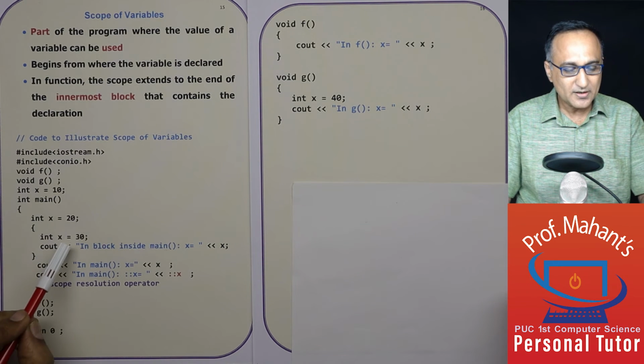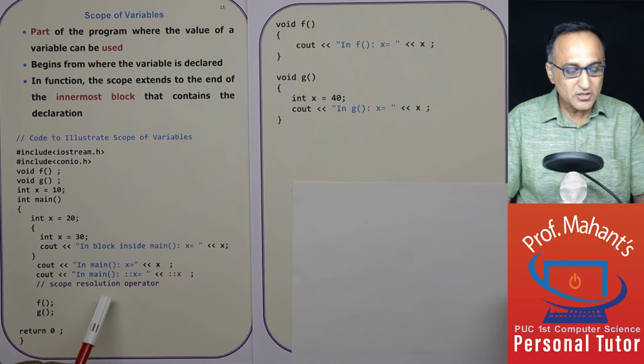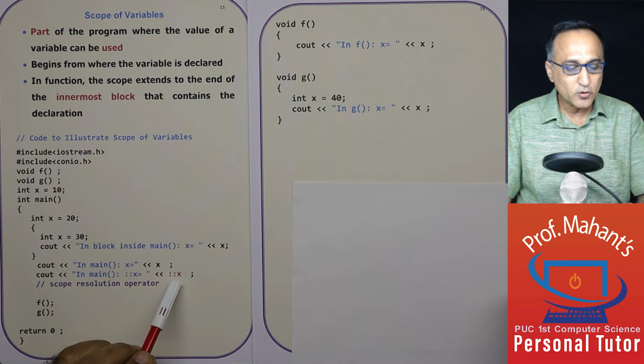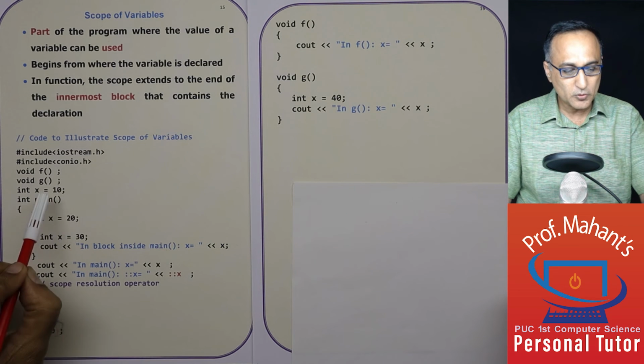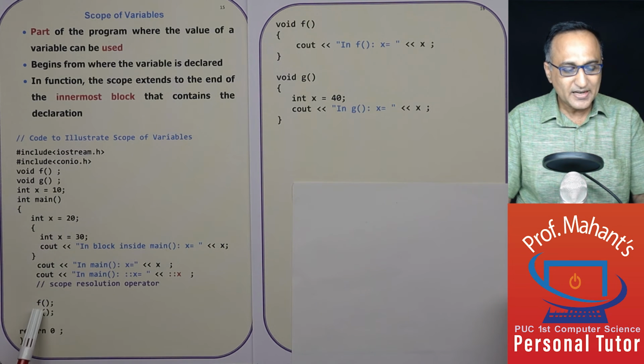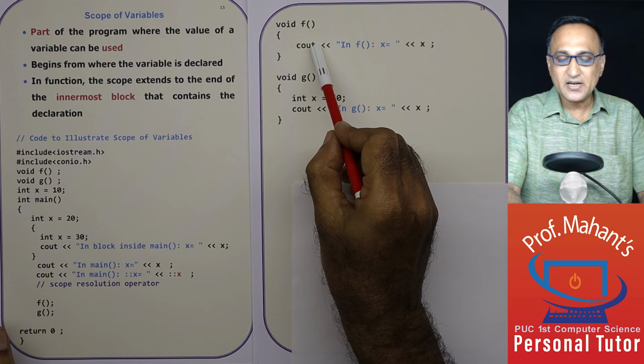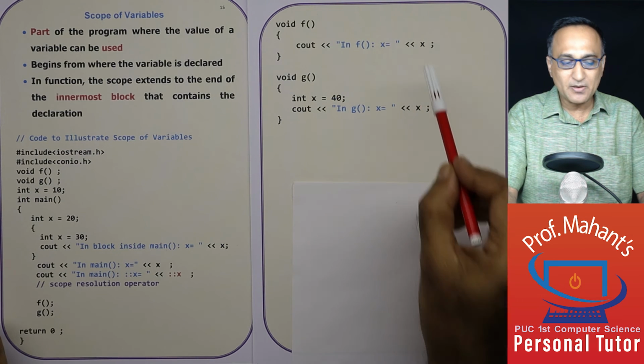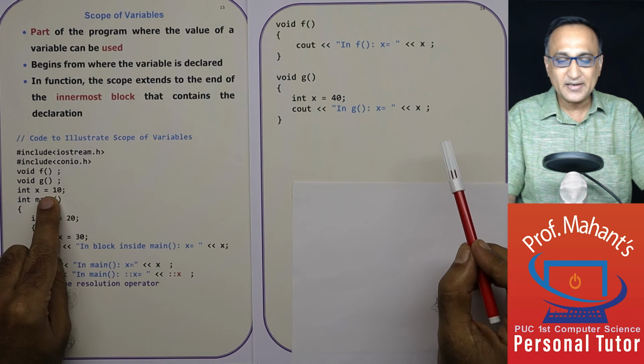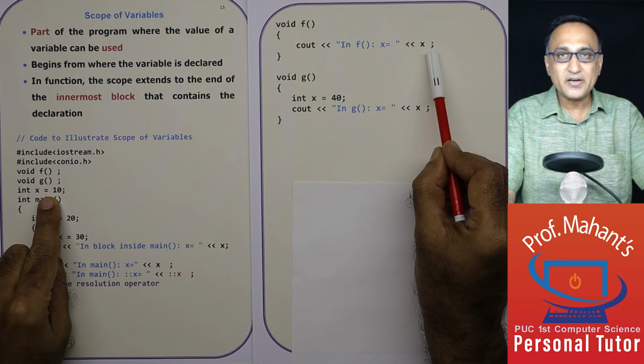In this block, x 30 is printed. In main, x is going to print 20 because 20 is local to main. But I am using the scope resolution operator to refer to this global x using colon colon x. It is going to print 10. Then I am invoking the function f. In function f, there are no local variables declared. So the only x available for it is this global variable 10. So 10 is going to be printed here.